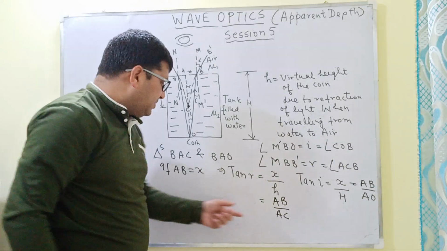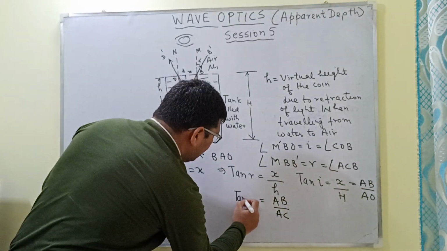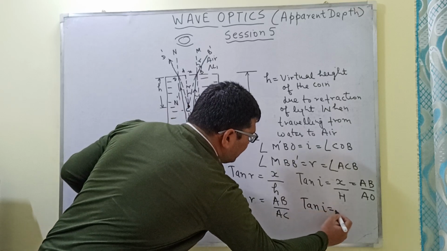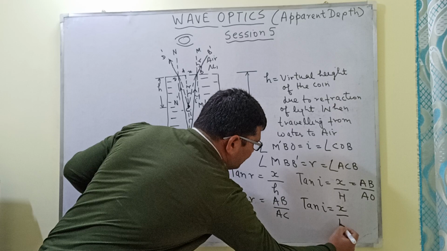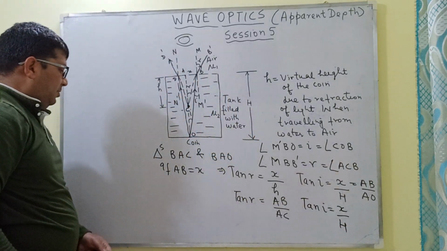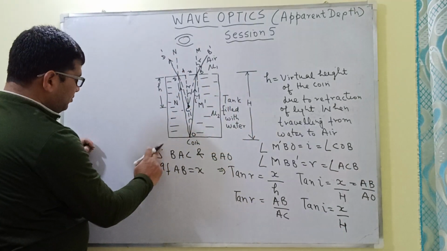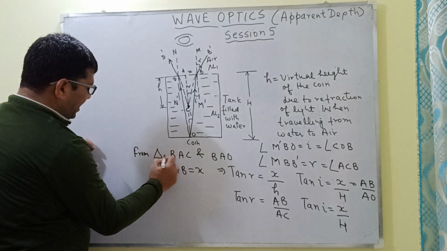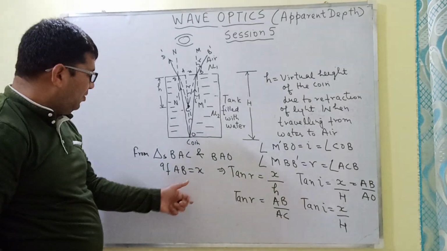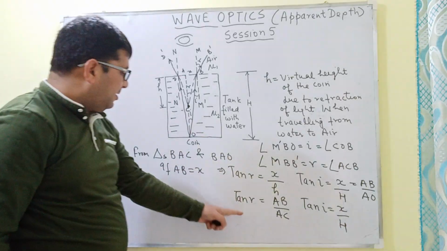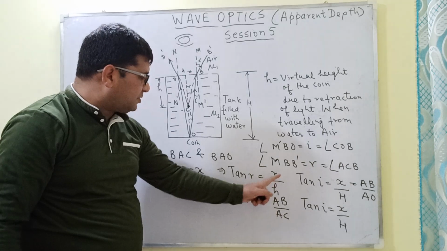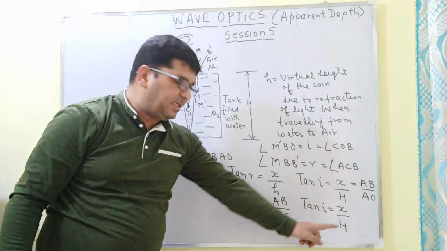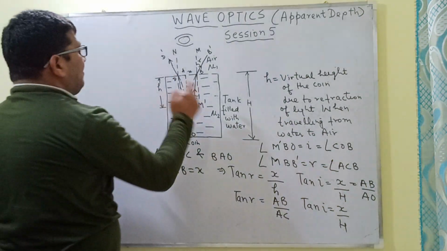So we have got two equations, that is tan R is equal to AB upon AC, and tan I is equal to x upon h. So from triangles BAC and BAO, if AB is equal to x, then tan R is equal to AB upon AC, which is equal to x upon h, and tan I is equal to AB upon AO, which is equal to x upon capital H.